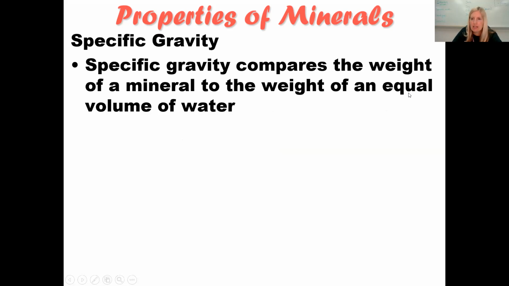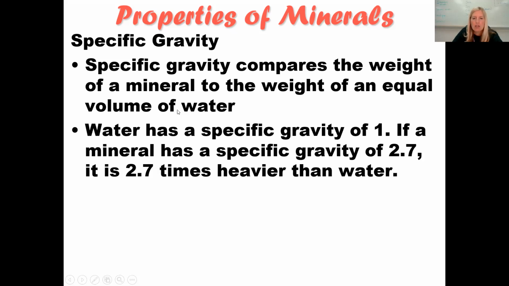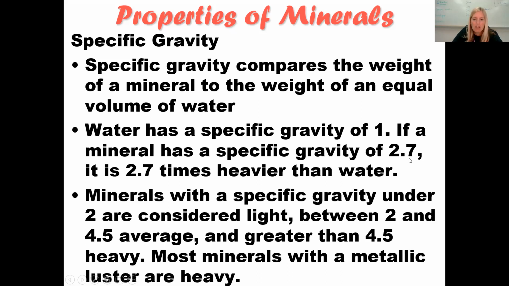Specific gravity is kind of similar to density. So we're comparing the weight of that mineral to an equal volume of water. So if I look at my mineral and I figure out how many milliliters of space it takes up, then I look at the same amount in water and see how heavy it is. So water has a specific gravity of 1. So if I say a mineral has a specific gravity of 2.7, that just means it's 2.7 times heavier than water, since water is only 1.